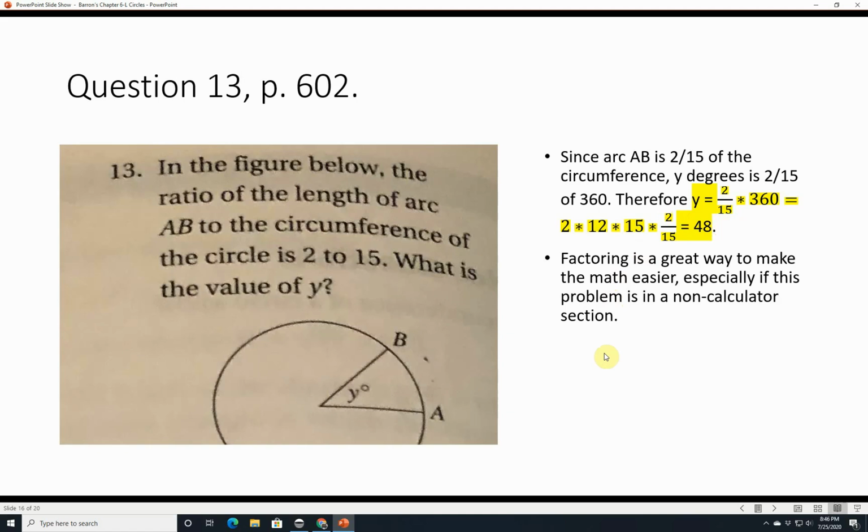Factoring is a great way to make the math easier, especially if the problem's in a non-calculator section. Notice that I did not even have to touch a calculator to do this.